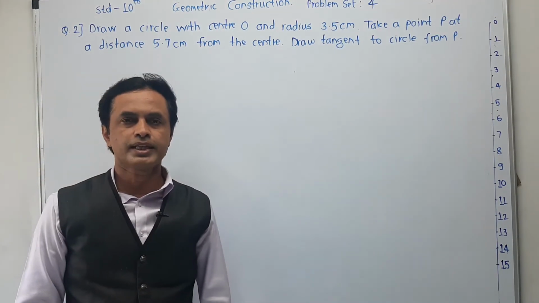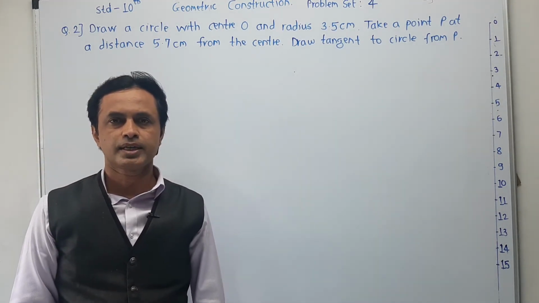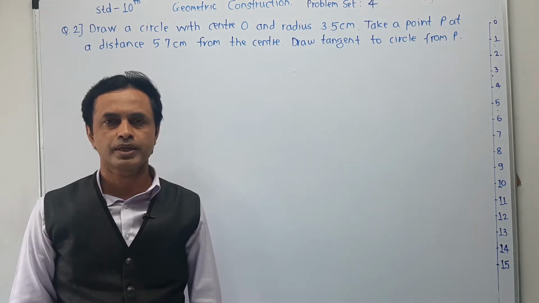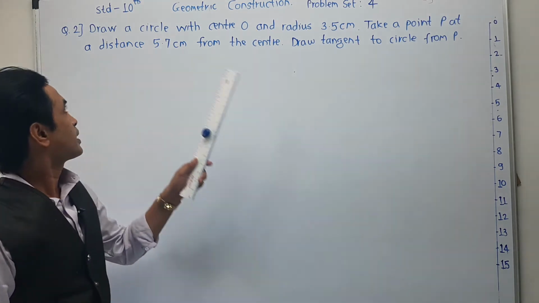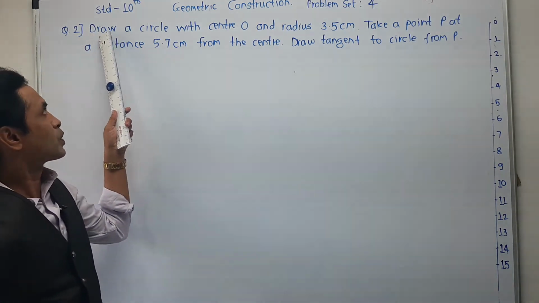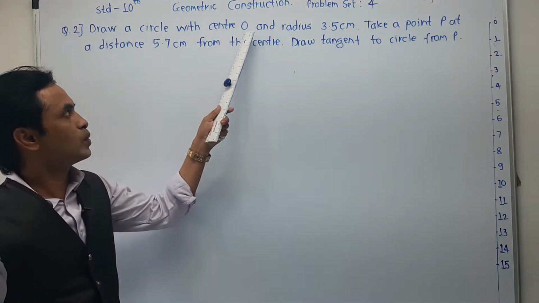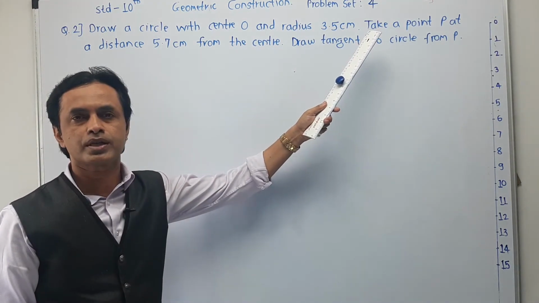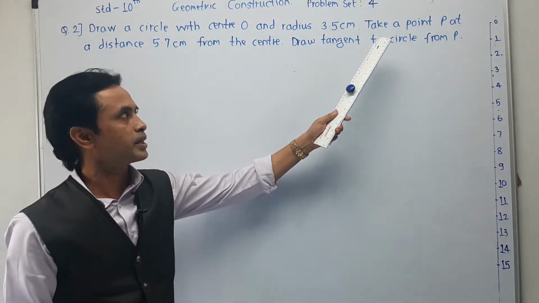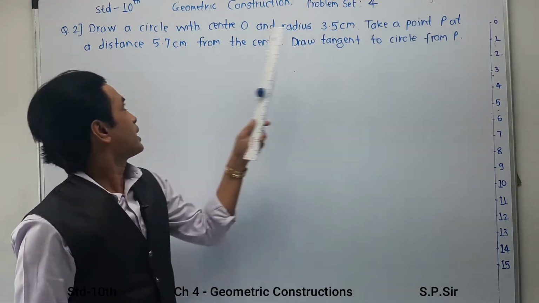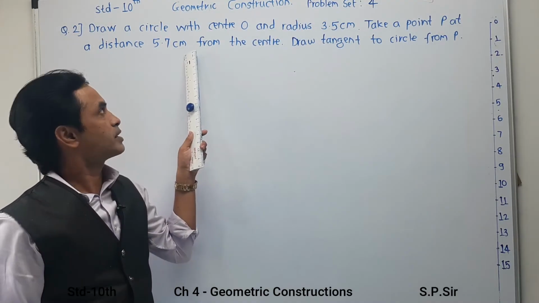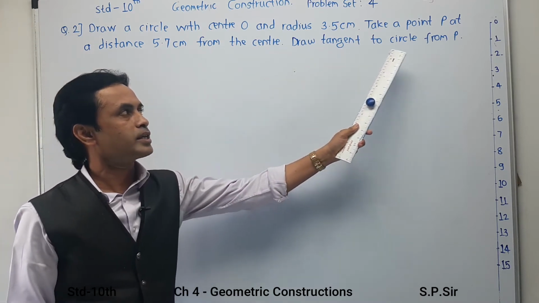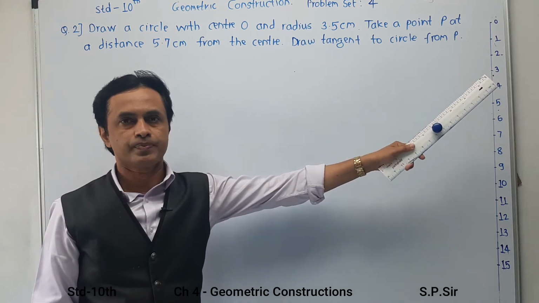Hello friends, in the last lecture we completed exercises 4.1 and 4.2. Now we are moving over to a problem set, and the second numerical is: draw a circle with center O and radius 3.5 centimeter. Means first of all we have to draw a circle with radius 3.5 centimeter. Take a point P at a distance 5.7 centimeter from the center. Draw tangents to the circle from P.